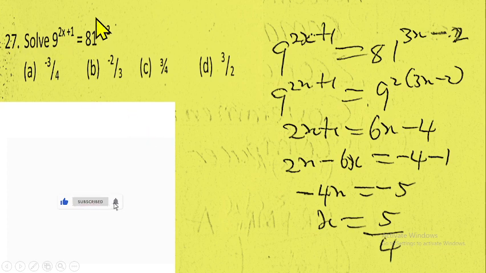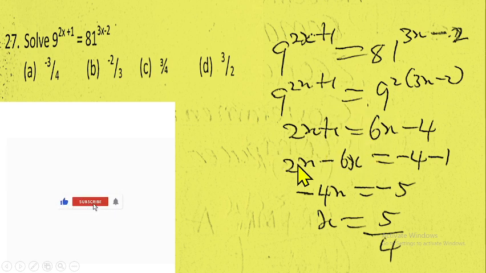Question number 27 is on indicial equation. We have 9 raised to the power 2x plus 1 equals 81 raised to the power 3x minus 2. So from there we can express 81 in index form. That gives us 9 squared to the power 3x minus 2. From there, the bases are the same, so we can equate the powers. You have 2x plus 1 equals 2 open bracket 3x minus 2.